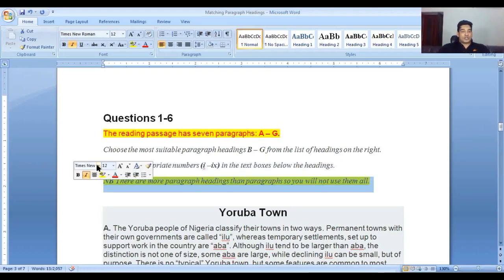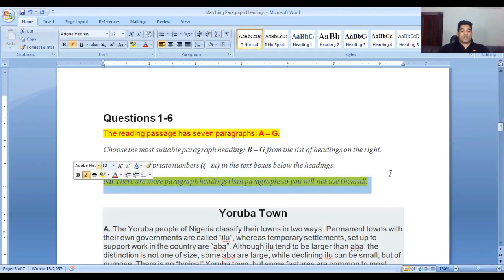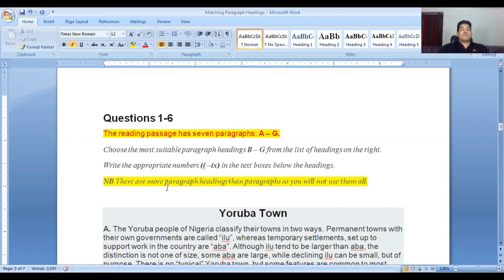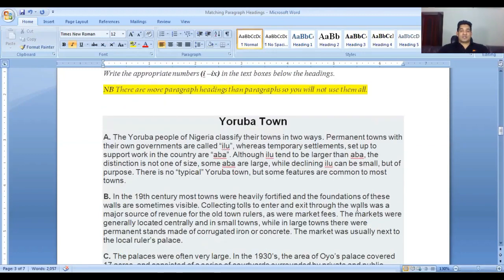The notable thing, the point to be noted, is there are more paragraph headings than paragraphs, so you will not use them all. You cannot use them all. There are more headings than paragraphs. Let's start to study this.